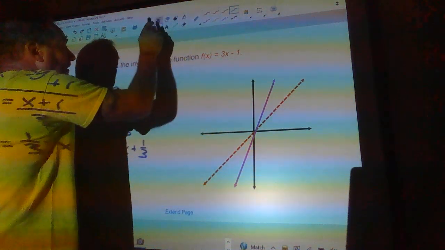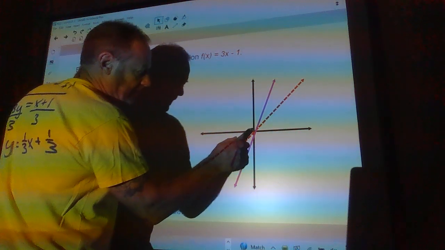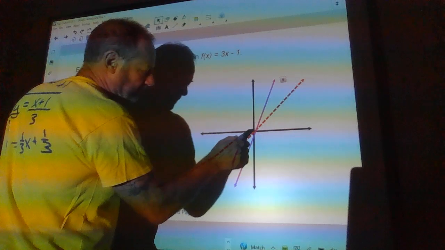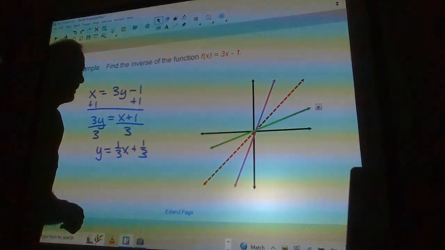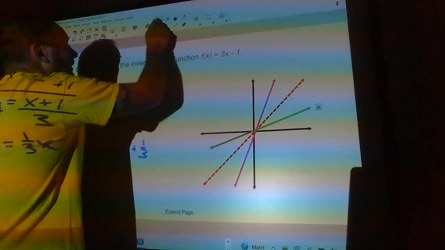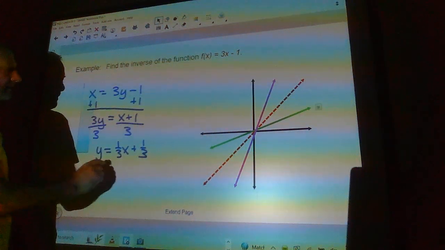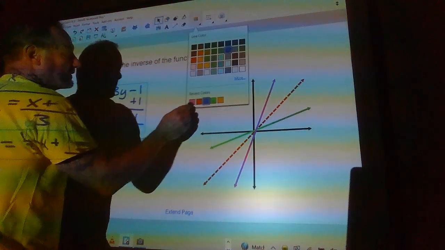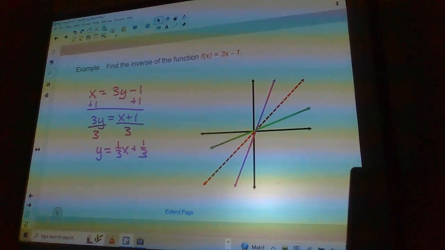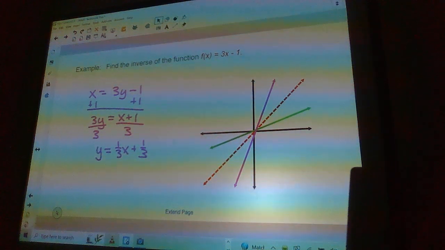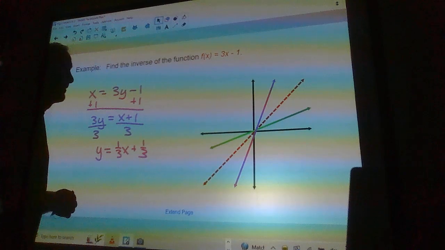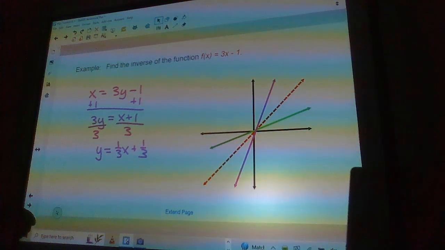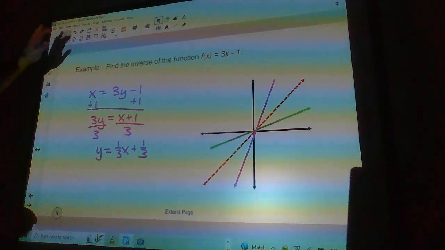So that's going to have a y-intercept of 1/3 right there. There it is. So we'll make this all purple like that one. So again, you can see they are an inverse of each other. Hopefully that's what you got.